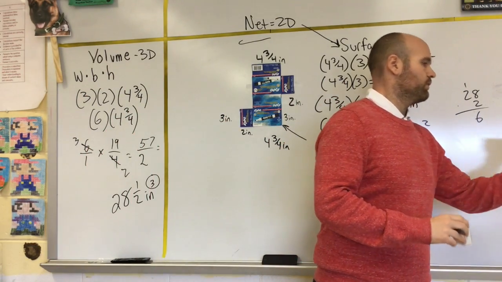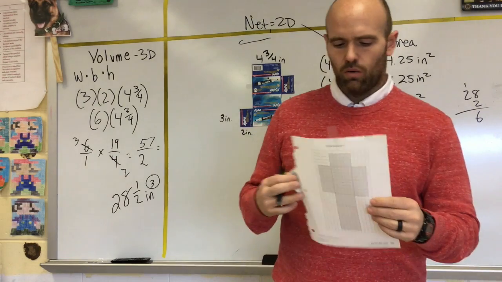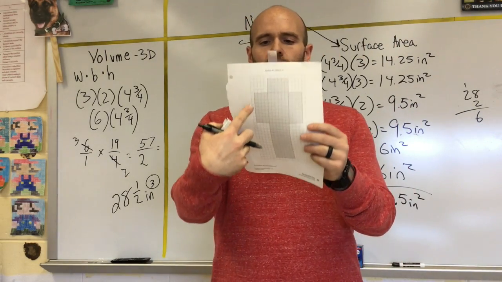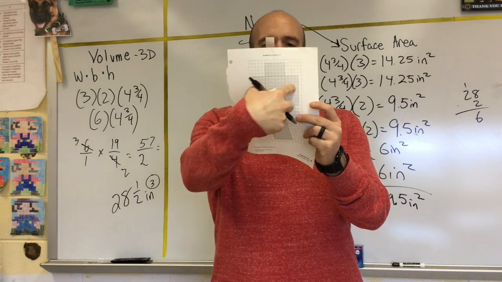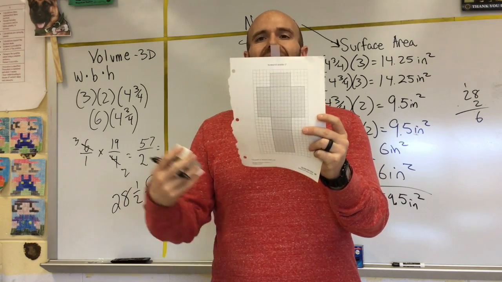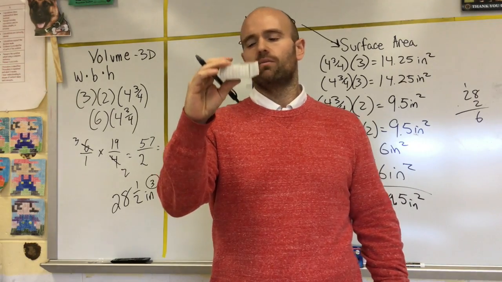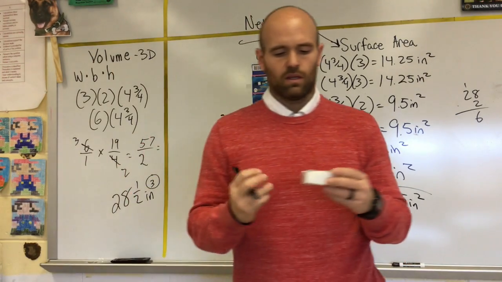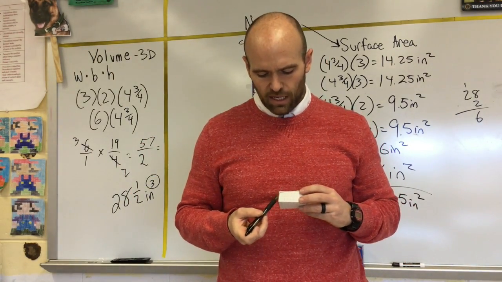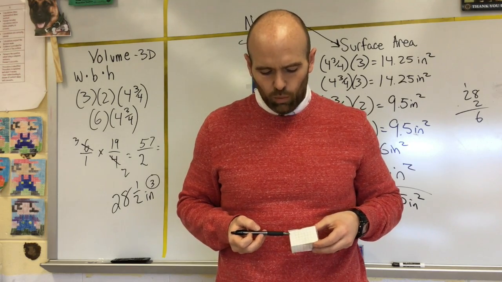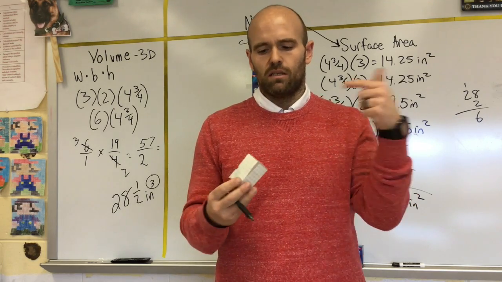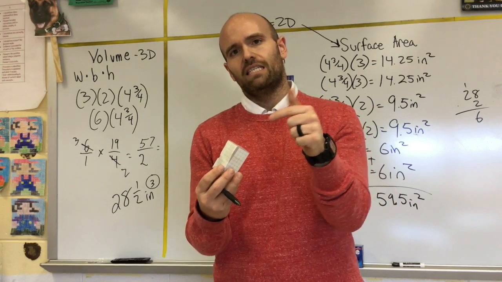Mr. Costello's done one for you. So I have this 2D net. I'm going to find the area of this, and this. I'm going to add them all together. That will give me the surface area. That's different than the volume. The volume, I would just multiply the base times the height, and then I would multiply the width, and that would give me how many units cubed can fit inside.